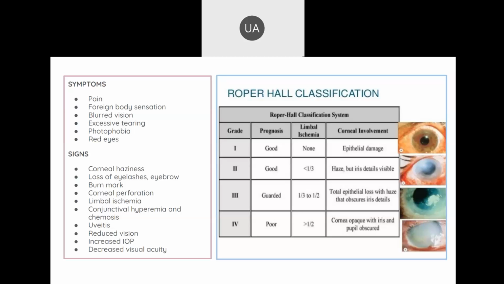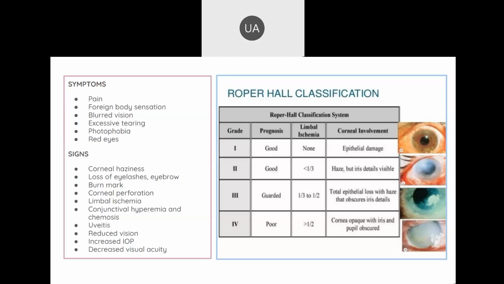Common complaints are pain, which is often extreme, foreign body sensation, blurred vision, excessive tearing, photophobia, and red eyes. On examination, findings may include corneal haziness, loss of eyelashes and eyebrows, burn marks, corneal perforation, limbal ischemia, conjunctival hyperemia and ecchymosis, uveitis, increased intraocular pressure, and decreased visual acuity.